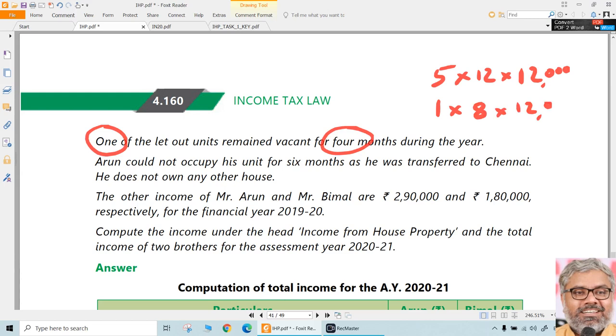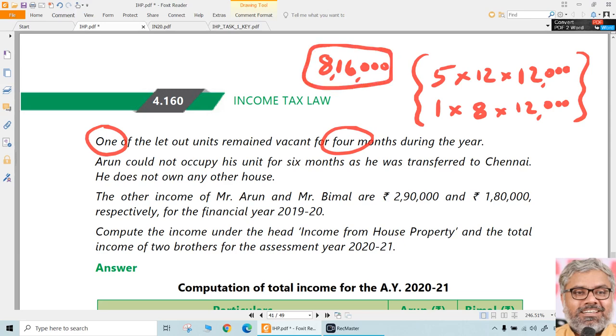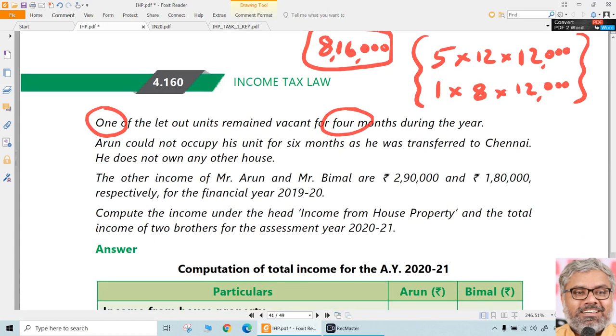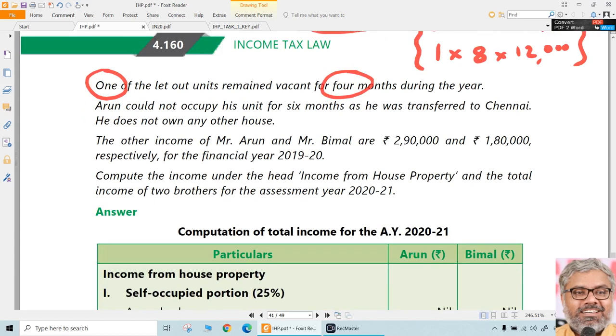So how much would be the rent that, first of all, these 6 properties would have fetched during this year? That we should calculate. So 5 into 12 into 12,000, 7,20,000. 8 into 12,000, 96,000. Total is 8,16,000. That is the actual rent received or receivable after the one property being vacant.